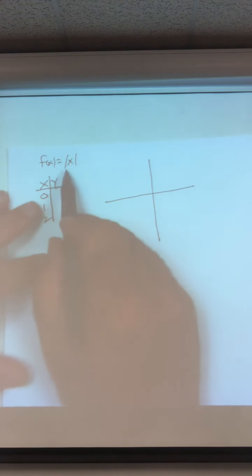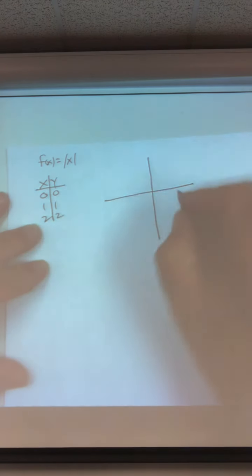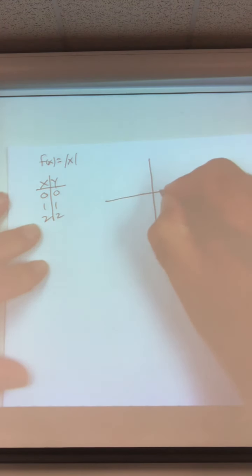So remember, if there's no number behind the x, you start at 0. Absolute value of 0 is 0. Remember, absolute value is the same thing as y. Absolute value of 1 is 1. Absolute value of 2 is 2. So you've got 0, 0, 1, 1, and then 2, 2.